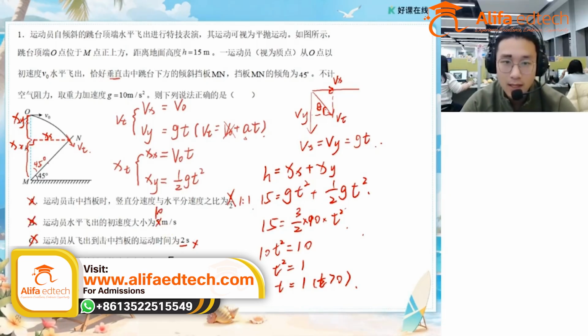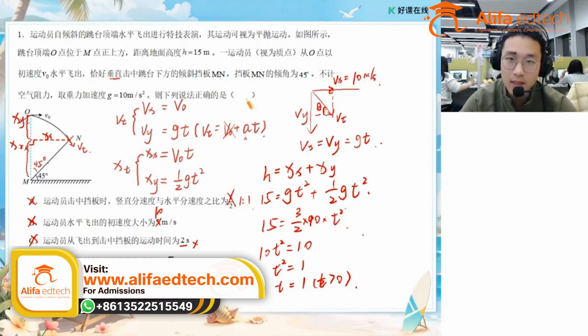Finally, we can calculate option D directly. The horizontal velocity Vx is 10 meters per second, and the vertical velocity is also 10 meters per second, so the resultant is 10 root 2 meters per second. The correct option for this question is D.